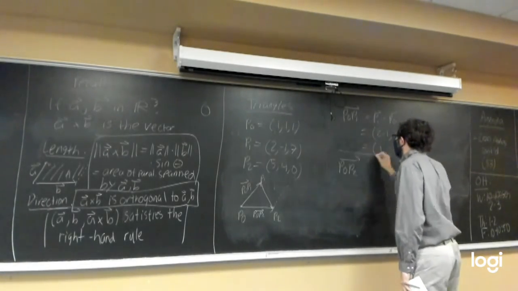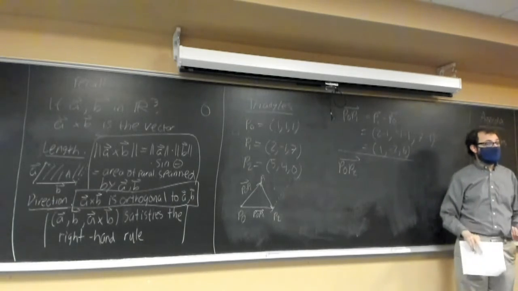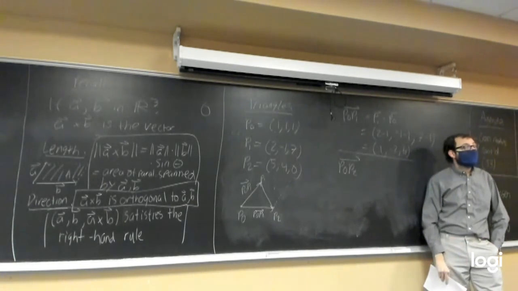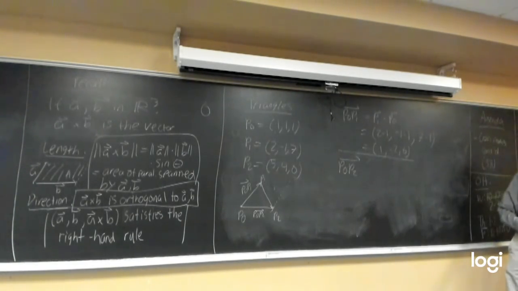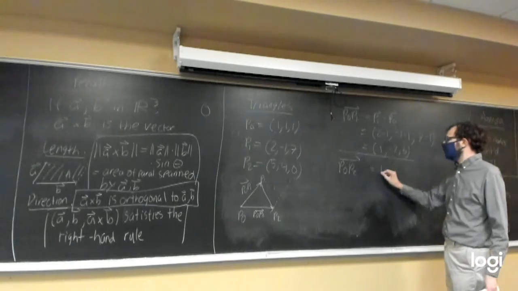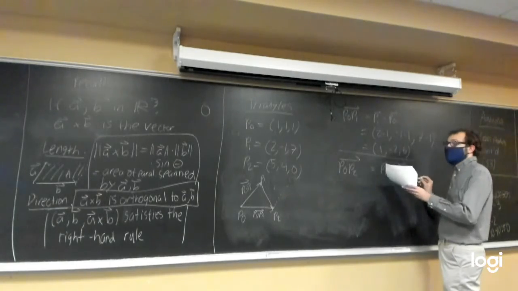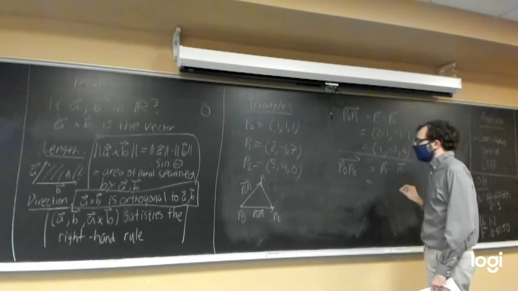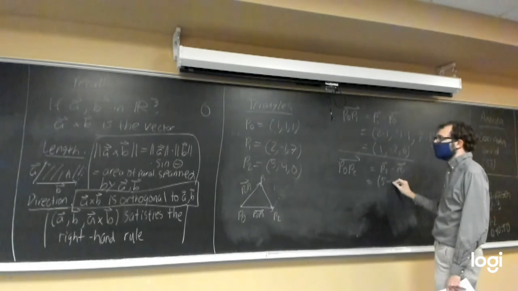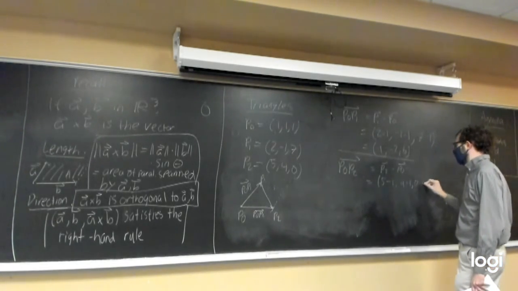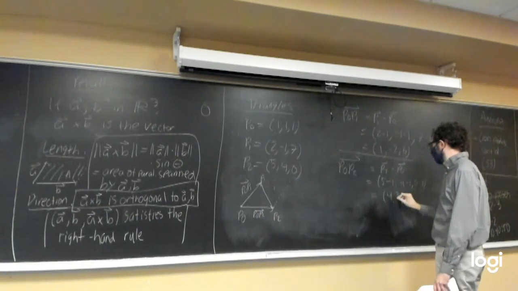What could we do similarly that would allow us to find our displacement vector from P naught to P2? P2 minus P naught. Sounds good to me. That second vector, vector for the second point minus vector for the first point. If we do that, we'll get 5 minus 1, 4 minus 1, 0 minus 1, which will be 4, 3, -1.